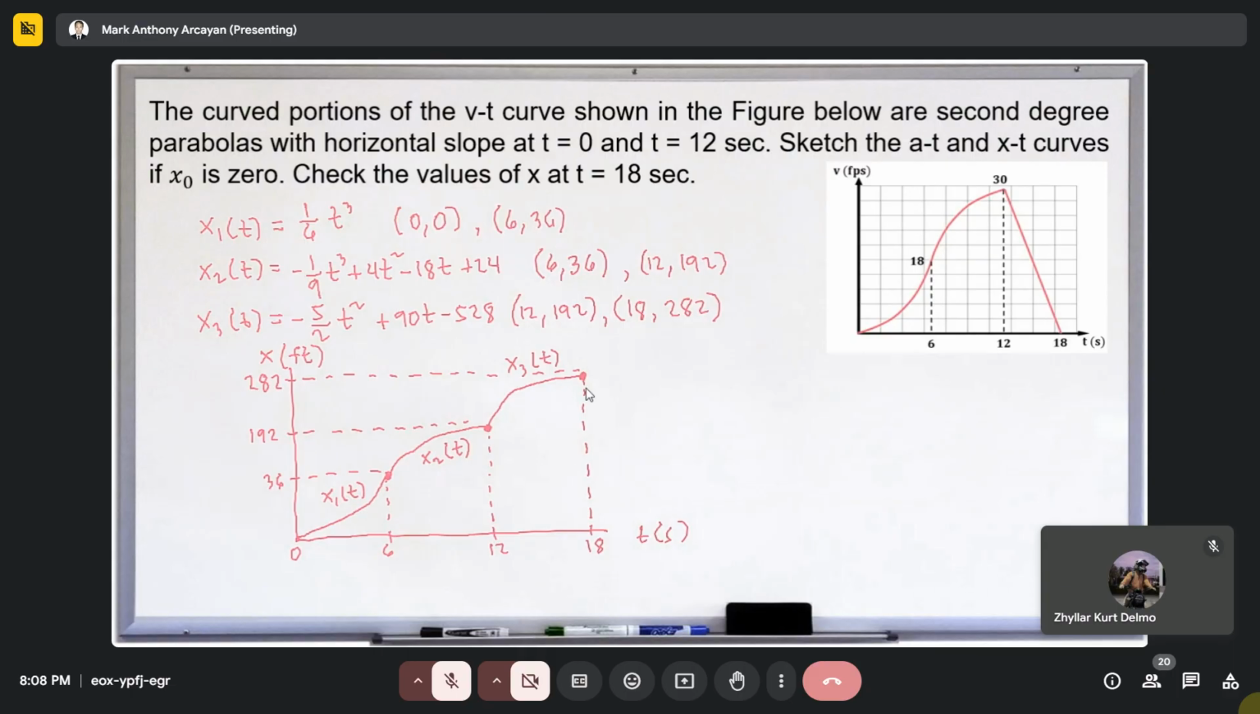Any question? Class, do you have any question in regard to this problem?